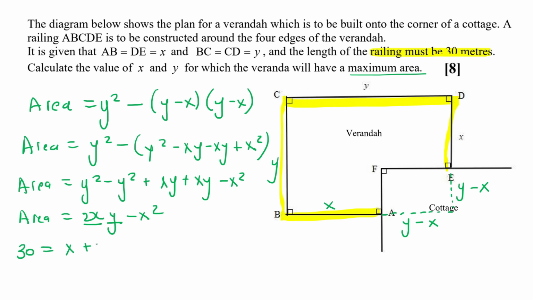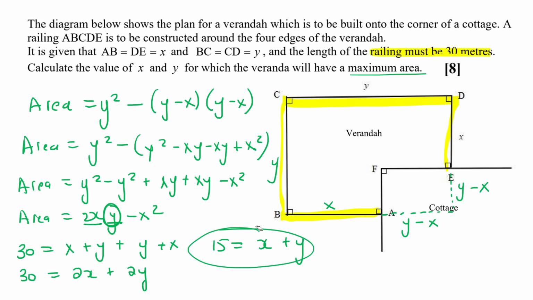So if you say that x plus y plus x, plus this, plus this, plus this, must add up to 30, we could say 30 is equal to 2x plus 2y. We could divide everything by 2, and that would give you that. Now, we don't want this y. It says calculate the value of x and y, so it doesn't really matter which you choose. Replacing that y, I'm going to take this equation and get y by itself. That would eventually give us y is equal to 15 minus x.